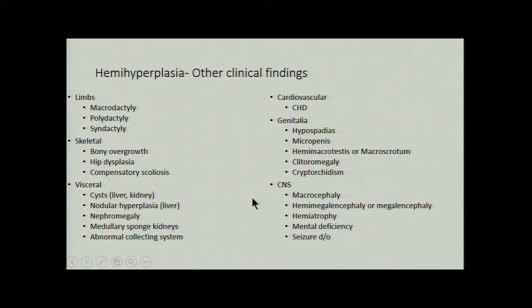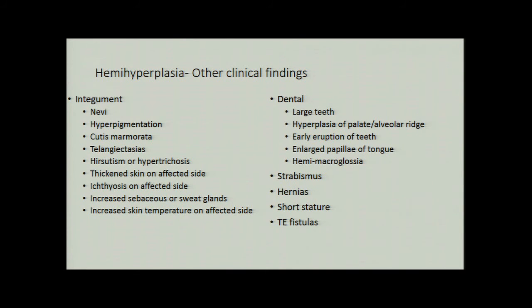Changes in the CNS, macrocephaly is a big early sign, so a head that is growing faster than it should, even though there's no signs of hydrocephalus or increased intracranial pressure. Hemimegalencephaly, sometimes one side of the brain will be larger than the other on brain imaging, and that's an early sign of one of these syndromes. Or hemiatrophy, where one side is smaller than it should be for age. And then, of course, the presence of seizures.